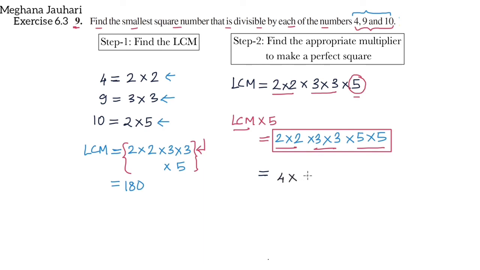It is 4 times 9 times 25. We are just multiplying it. Now 4 nines are 36 and 36 times 25 is 900. Or you could just take the LCM into 5. So LCM was 180 and 180 into 5 will give you 900 only. So the smallest such number is 900, and in this way we will solve this question.